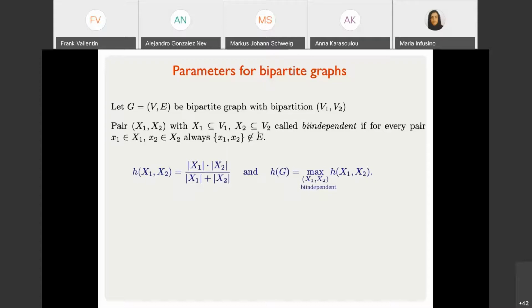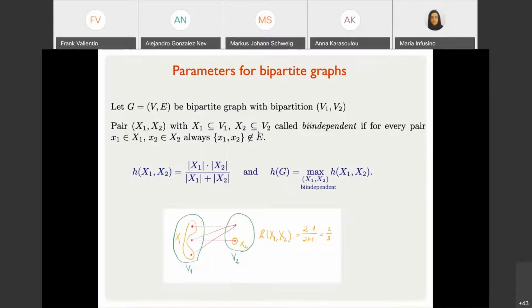Okay, and then I define a parameter because I want to measure the size of the bipartition. I don't just count the number of vertices, but I take something more complicated, which is going to be useful later. The parameter is called h. h of X1, X2 is a fraction. On top, I multiply the sizes of the vertex sets, cardinality X1 times cardinality X2. And on the bottom, I sum these two sizes. And then I try to optimize: I want to find the largest h of a bi-independent set. So I want to find bi-independent sets as large as possible, and I measure the size by this h.